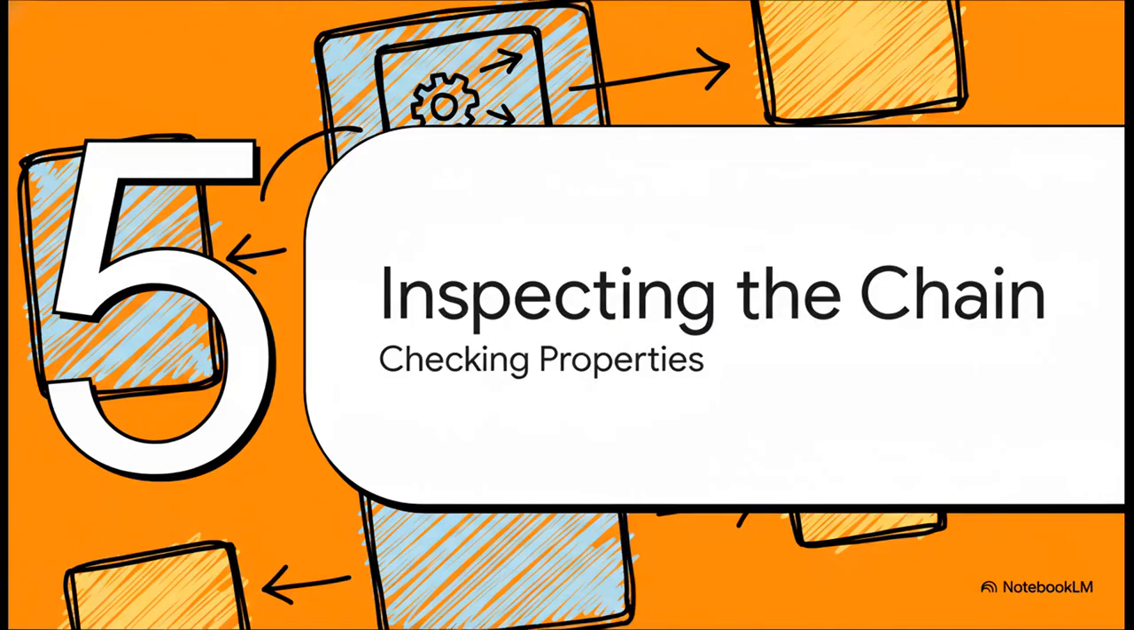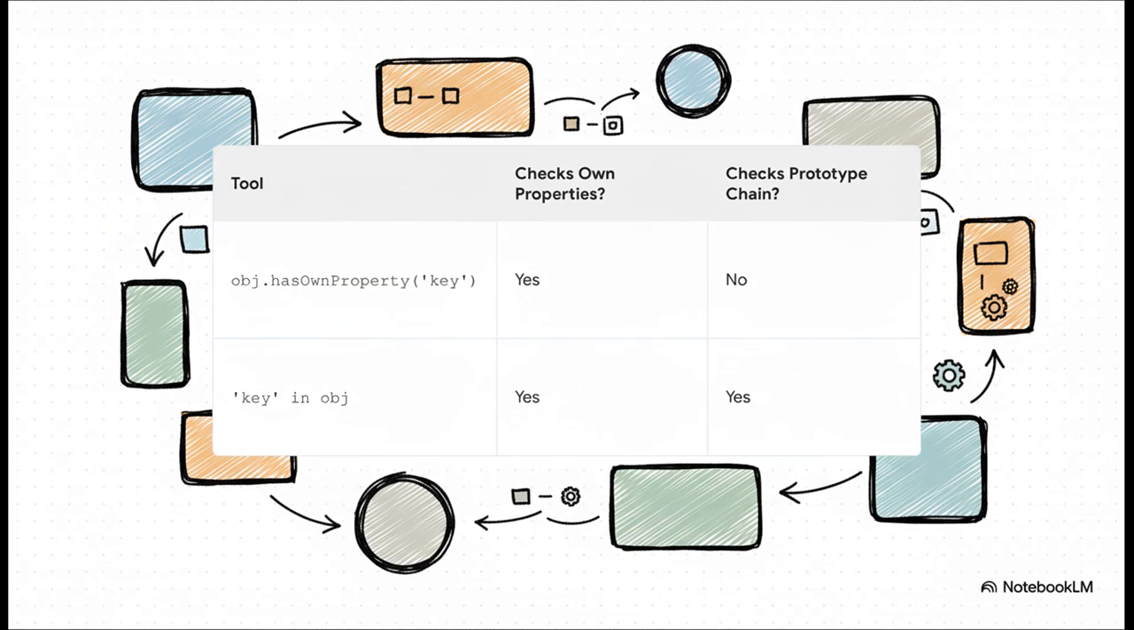Now, as a developer, you're going to run into situations where you need to know, is this property directly on my object, or did it inherit it from somewhere up the chain? And for that, JavaScript gives us 2 main tools. hasOwnProperty is very specific. It only returns true if the property exists directly on the object itself. The in operator, though, is more relaxed. It'll look at the object and its entire prototype chain, returning true if it finds the property anywhere along the way.